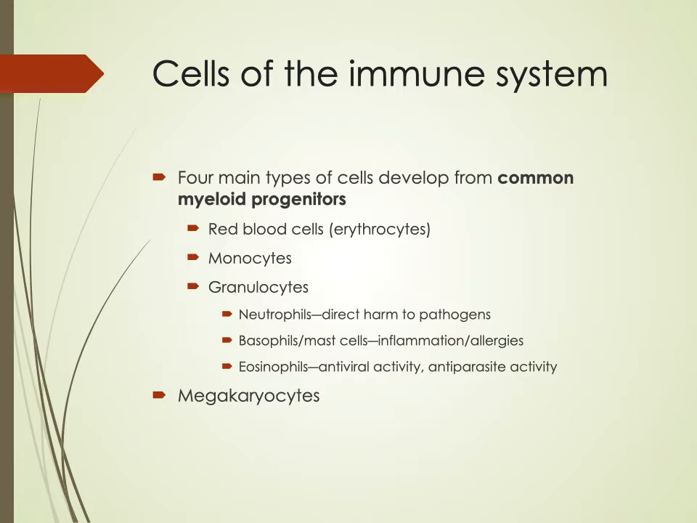Okay. Eosinophils, these are known for their antiparasitic activity, but they also have antiviral activity. So again, for antiparasitic activity, it's because they release a chemical that paralyzes the worm, so the worm is no longer able to attach. Okay, and then we have our megakaryocytes that are going to become platelets.